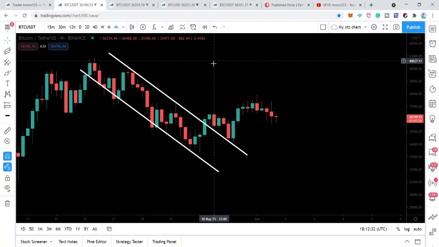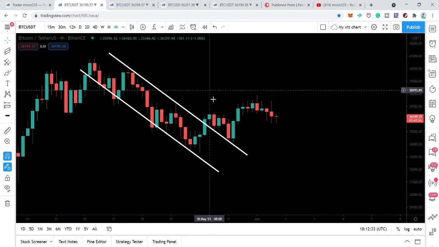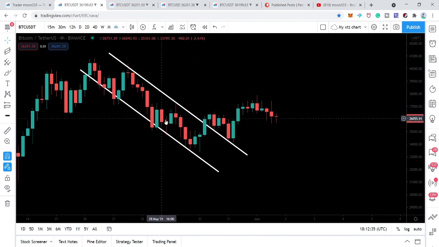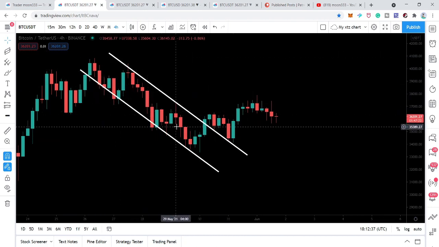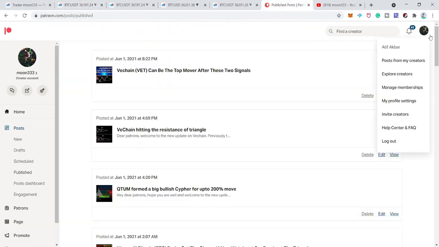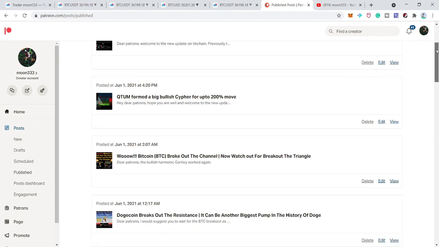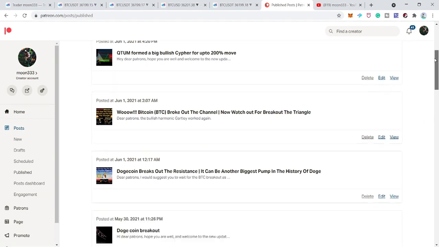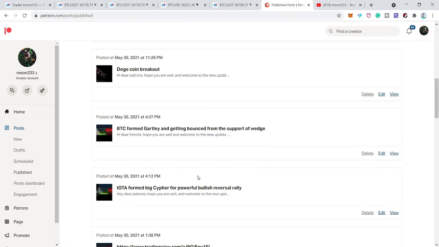For example, recently we have seen that the price action of Bitcoin was moving in this down channel on the 4-hour chart, and at the same time it completed the formation of the bullish Gartley pattern that I shared at the Patreon first, and then I also shared with you here in the form of video as well. And this was the pattern that I shared on 30th of May.